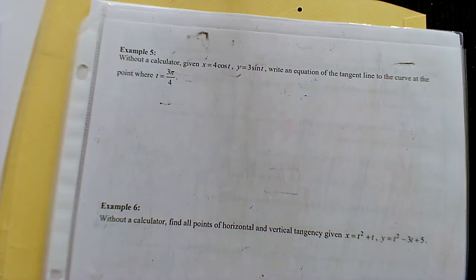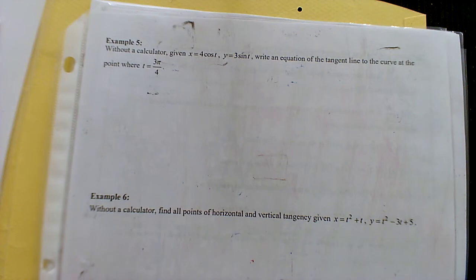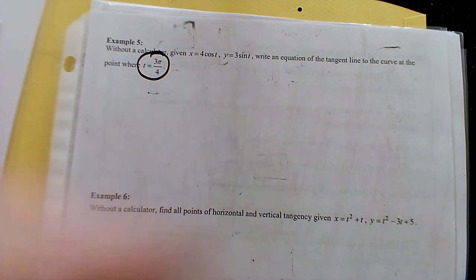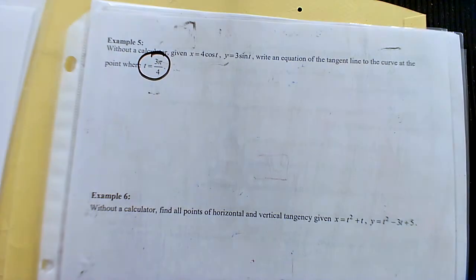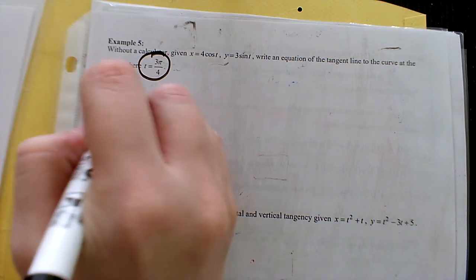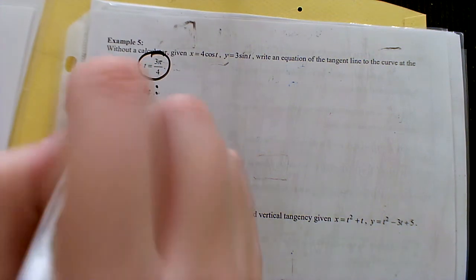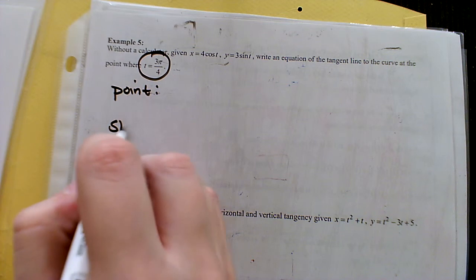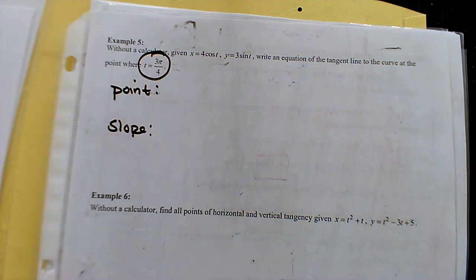All right, without a calculator, given that parametric set, write the equation of a tangent line to the curve at that time. What information do we need to know to write the equation of a tangent line? Point and slope. Okay, I lovingly beat it into you guys last year. Okay, point and slope. So the point, we need an x-coordinate and a y-coordinate.